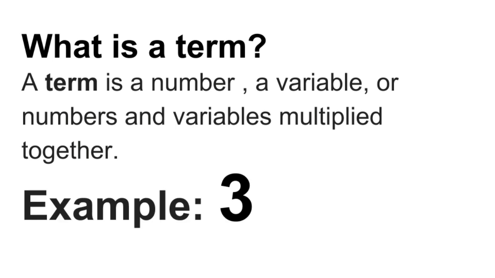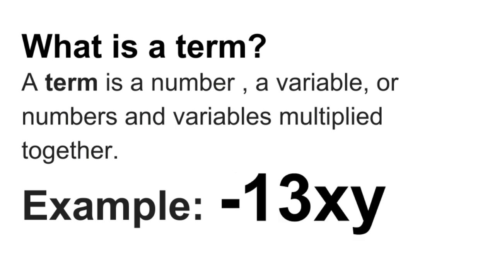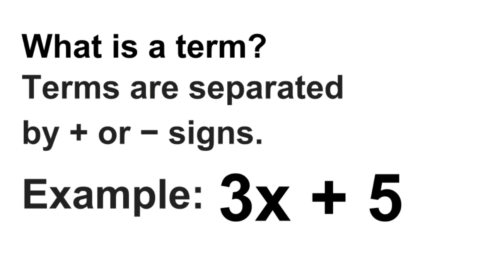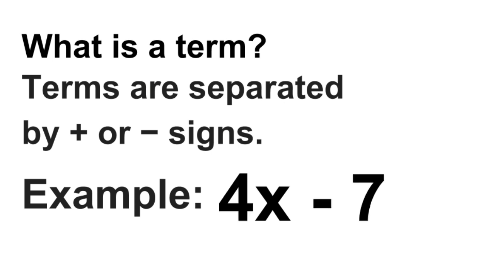A term can be a number, example 3. It can be a variable, example x. It can be a product of a number and a variable, example 3x. It can also be a product of a negative number and variables, example negative 13xy. Terms are separated by addition or subtraction symbols, example 3x plus 5. Another example is 4x minus 7.